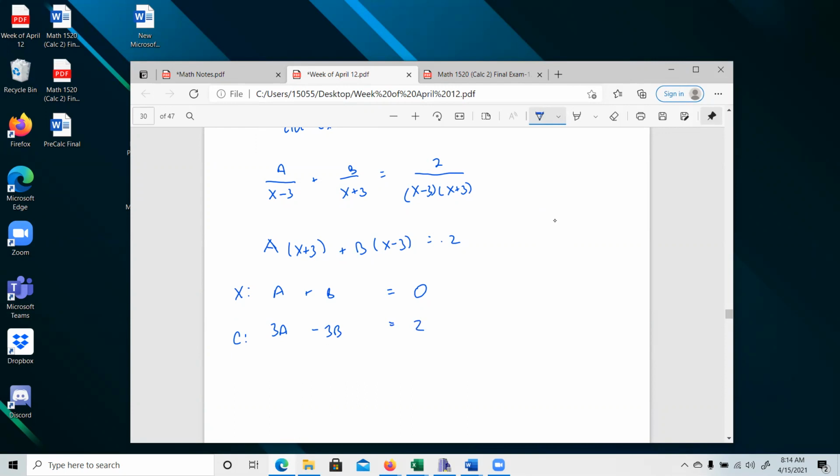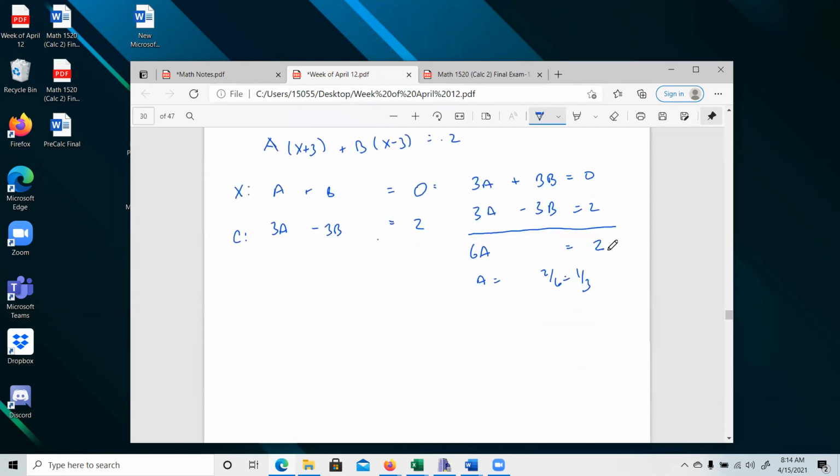There are about seven ways to solve this, one for each day of the week, maybe 2 on Sunday. I'm going to multiply the first equation by 3. So we just get 3a plus 3b is equal to 0, and 3a minus 3b is equal to 2. I just took the second equation and moved it over. Add these, we get 6a is equal to 2. So a is equal to 2/6, which is a third. By the first equation, b is equal to negative a third.